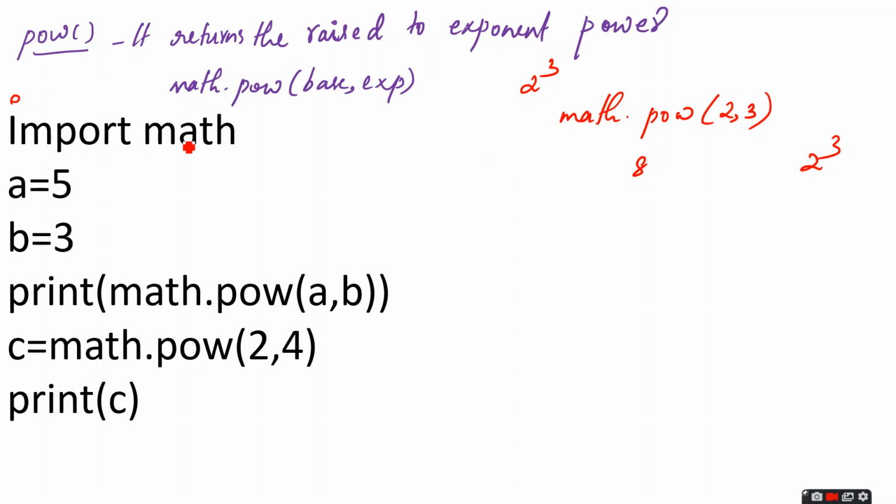Okay. Now import math, a equal to 5, b equal to 3. Print math dot pow a comma b, 5 comma 3. So first one is the base and second one is the exponent. That is 5 raised to 3. It will be 125. Next, c equal to math dot pow 2 comma 4. So 2 raised to 4, it is 16. 16 will be referred by c. Print c. The output will be 16. So in this way we can use the power function.